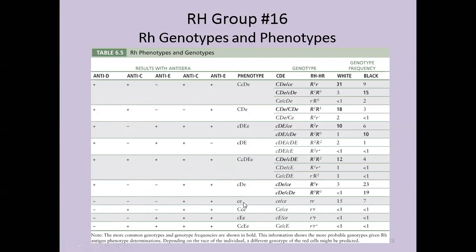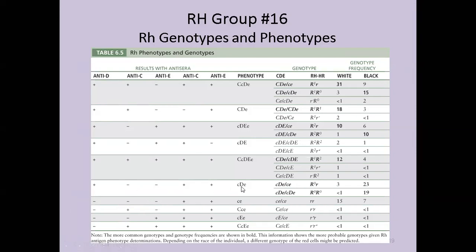So even here, this is a very common phenotype in individuals who are Rh negative. You can see they have little c and little e. You have to have at least one type of C or E. Let me look for another example.